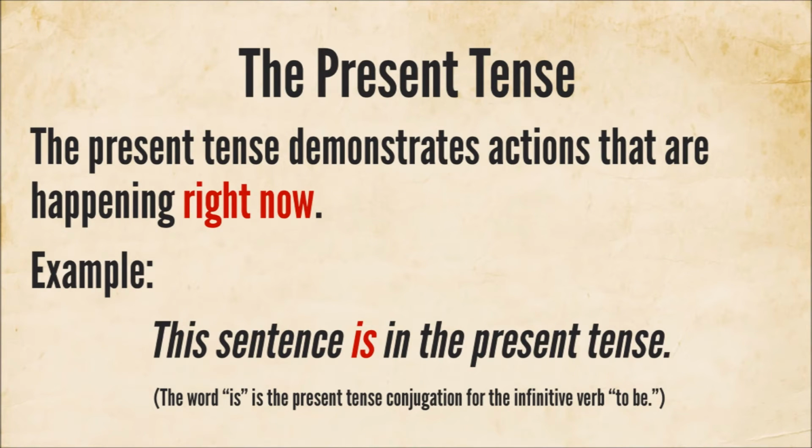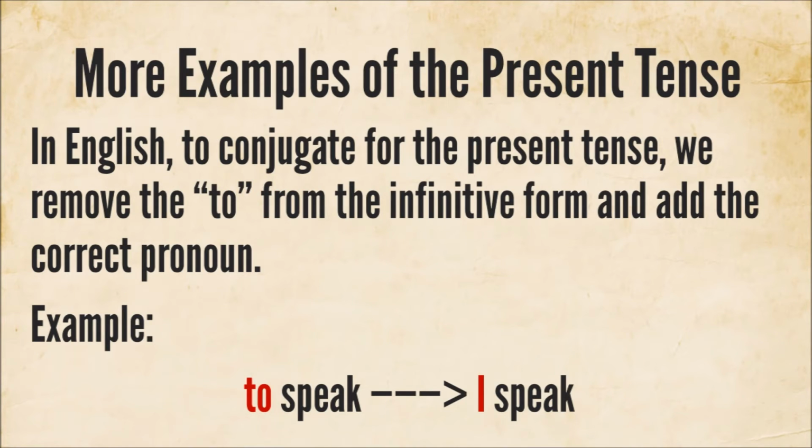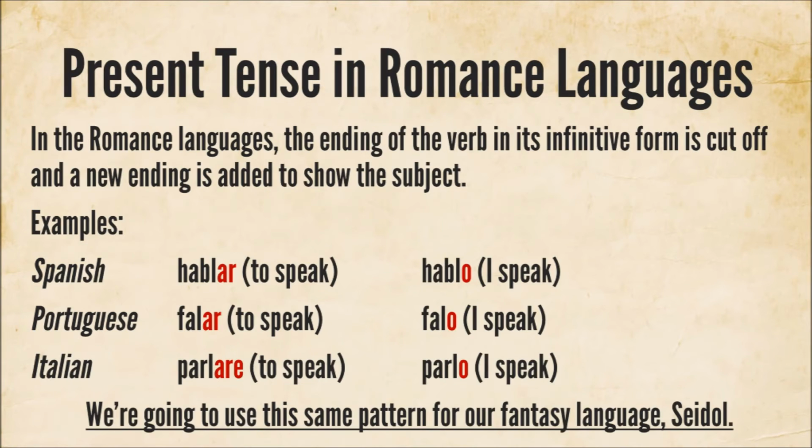And the present tense demonstrates actions that are happening right now. So again, another example is I speak is in the present tense in English. And we take the infinitive form to speak and drop the to and add the subject I. So to speak becomes I speak. There's a very basic English present tense conjugation. In Romance languages is a little different. I think it's a little bit easier. The ending of the infinitive verb is what changes.